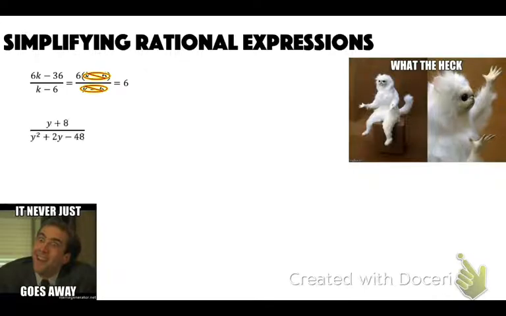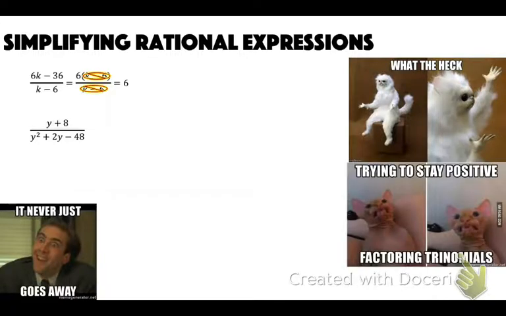Okay. So this one, if we have y plus 8 over y squared plus 2y minus 48, well, the top can't factor, but the bottom can factor. We're trying to see what multiplies to be negative 48 and adds to be 2. Well, it's 8 and negative 6. So that means it's going to factor to be y plus 8 and y minus 6. Notice those y plus 8s are going to cancel. There's nothing left on top, which means there is a 1. So it's 1 over y minus 6.